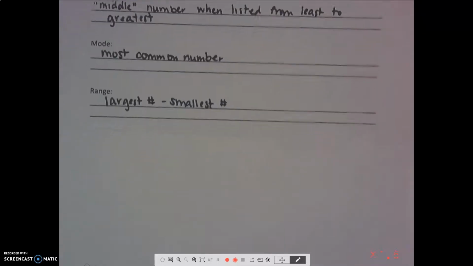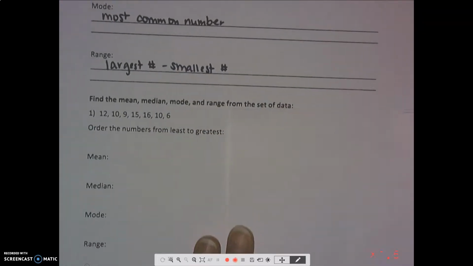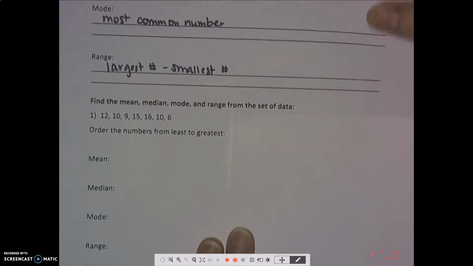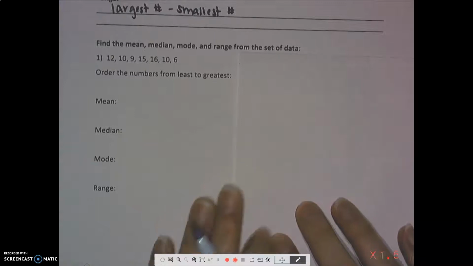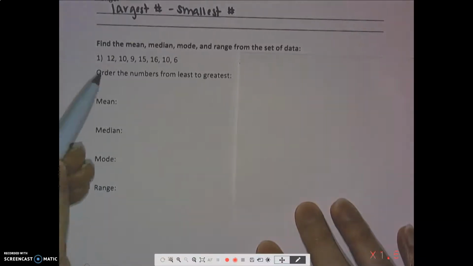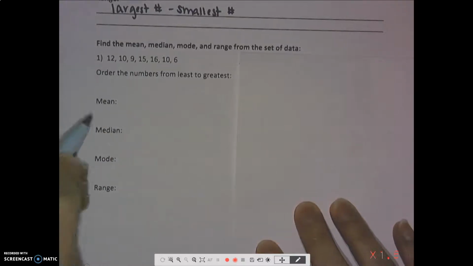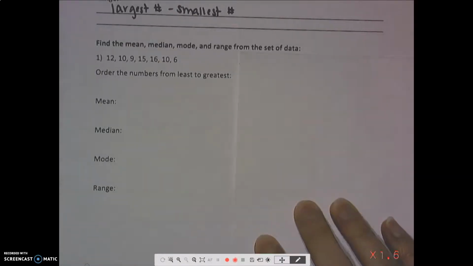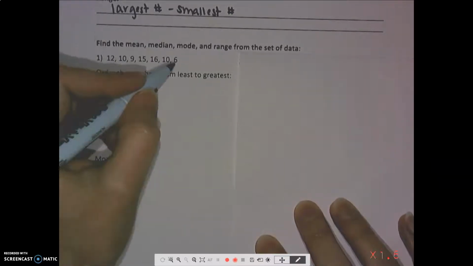So here we go. We're going to find the mean, median, mode, and range from the set of data. And so we have this list of points or numbers given to us. So we have 12, 10, 9, 15, 16, 10, and 6. And we're going to find the mean, median, mode, and range. Now, for all of these, you do not need to order them from least to greatest. The only one that you need to do that for is going to be the median. But let's go ahead and order them from least to greatest while we're working here.